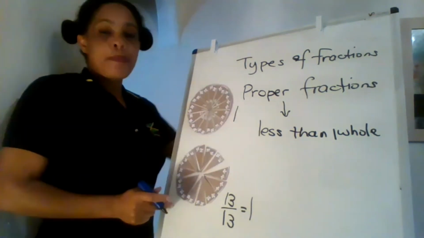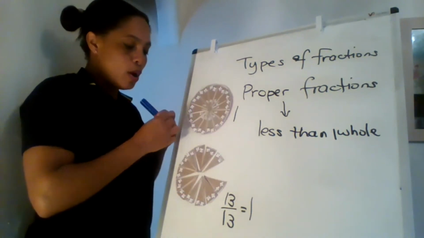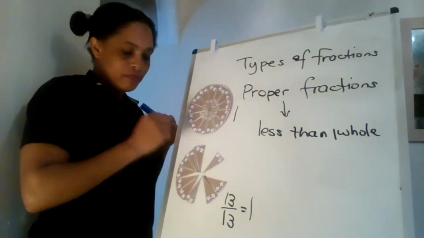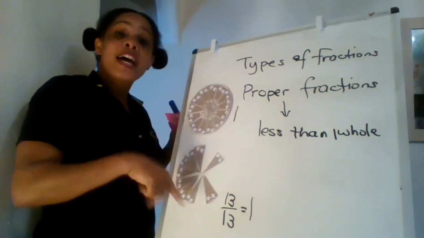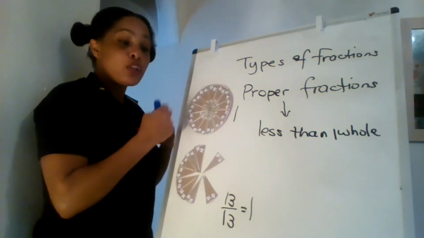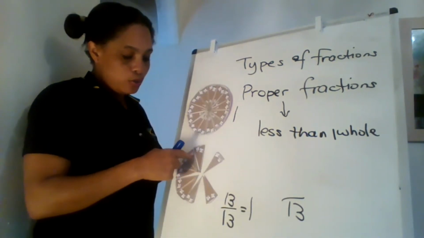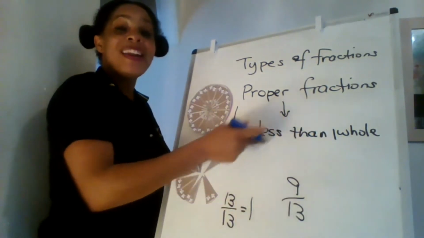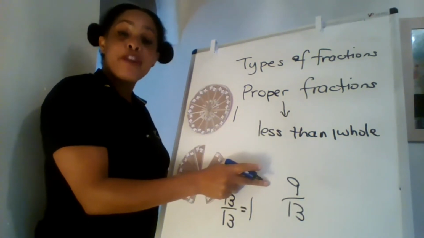Now let's get back to proper fractions. Imagine that her friends came. They took one piece, took another piece, took another piece, and then took another piece. Here what we have left is less than 1 cake. Remember that the cake was cut up into 13 pieces. So how many do we have left? 1, 2, 3, 4, 5, 6, 7, 8, 9. So we have 9 pieces left. We have less than 1 cake left. So that is a proper fraction.